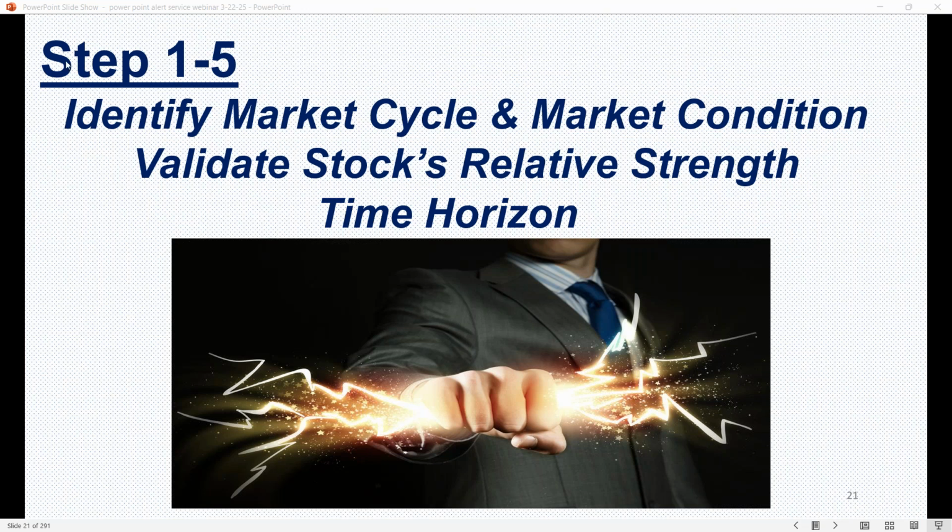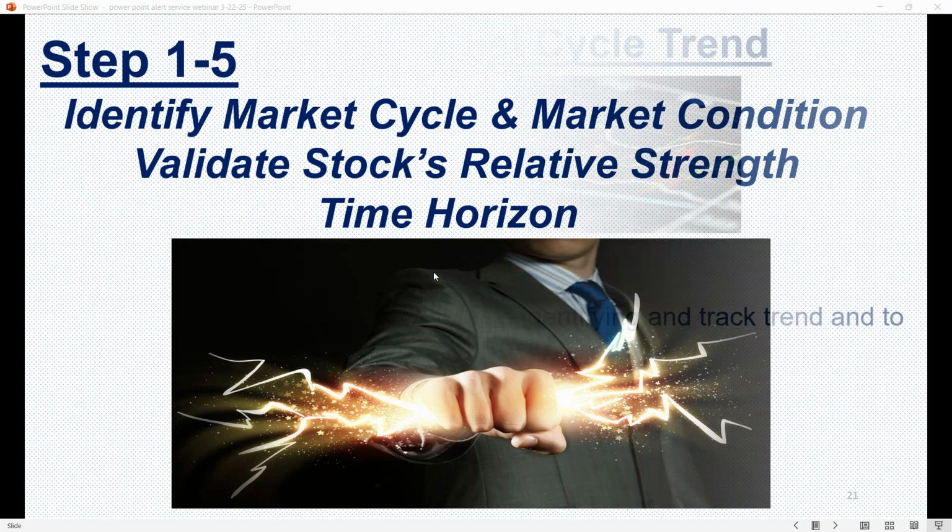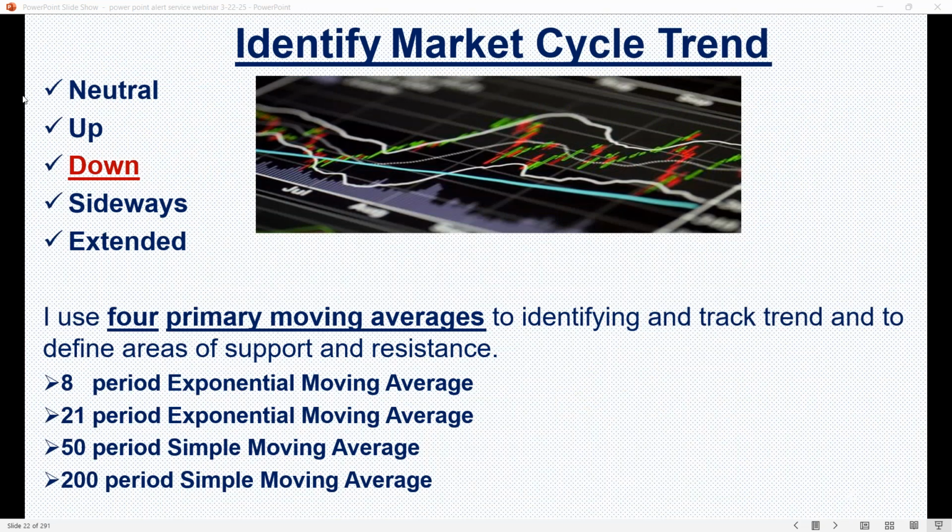All right, so the next thing, steps 1 through 5, is basically, again, identifying the market cycle, what cycle we are in, what market condition, and then I want to validate the strength of the specific stock or ETF or whatever we're looking at to set the trade up, okay? So these are all the steps that I go through before I ever put the trade on or send it out. So first off, again, identify that market cycle. And again, right now we're in a downtrend.